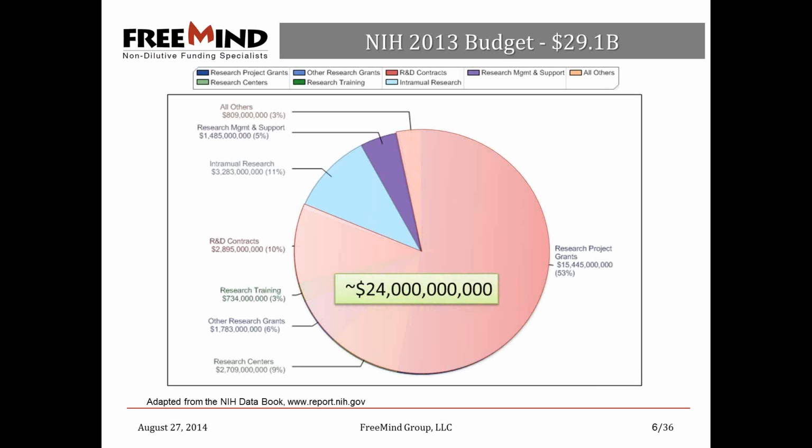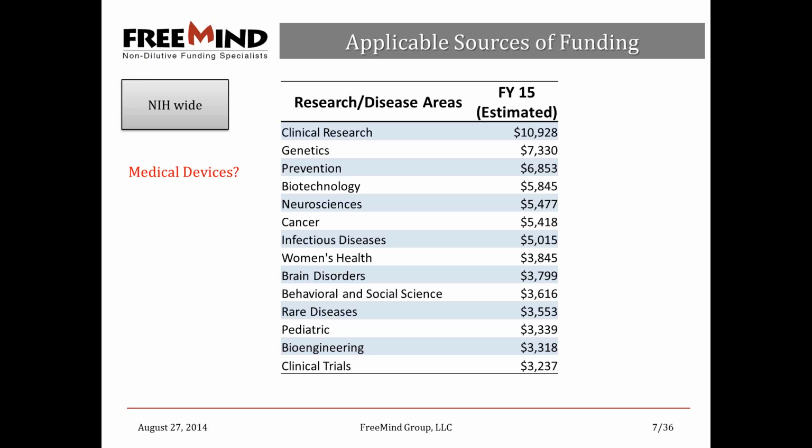And in all these pockets of money, there are hiding pockets of money for medical devices. So what is important to note is that a percentage of their total funding goes to medical devices. I don't have the breakdown, but all these areas are applicable sources of funding. Yet bioengineering, the second from the bottom, is a great place to start at $3.3 billion awarded, and my guess is that a handsome percentage of this is going to medical devices.